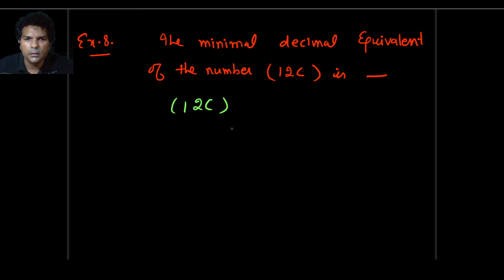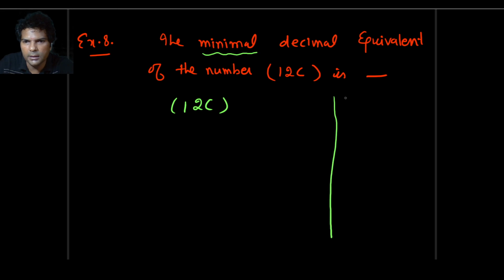Here the base is not given, that is, I don't know whether the base is 16 or whatever. It is not 12C, it is 1, 2 and C, a 3-digit number. We don't have any information about the base, but the question is we need to find the minimal decimal equivalent.